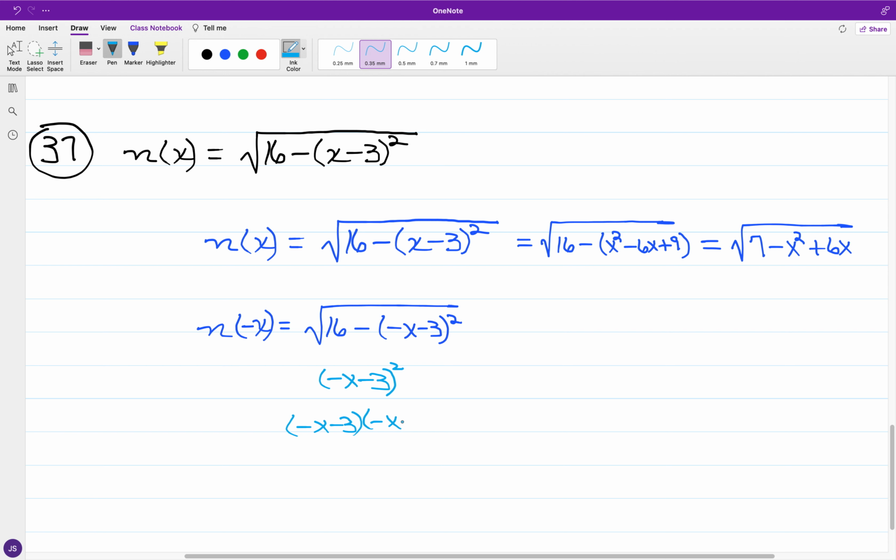So you have negative x minus 3 times itself, and taking the FOIL, negative x times negative x is going to be x squared. And we have negative x times negative 3, so there'll be a plus 3x. Inside you also have negative 3 times negative x, so there'll be another plus 3x. And negative 3 times itself is going to be a plus 9.